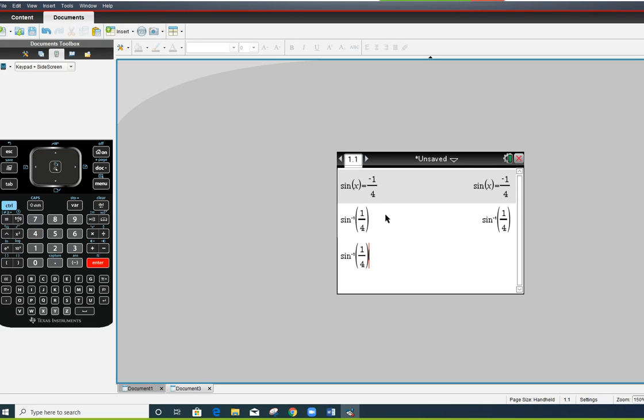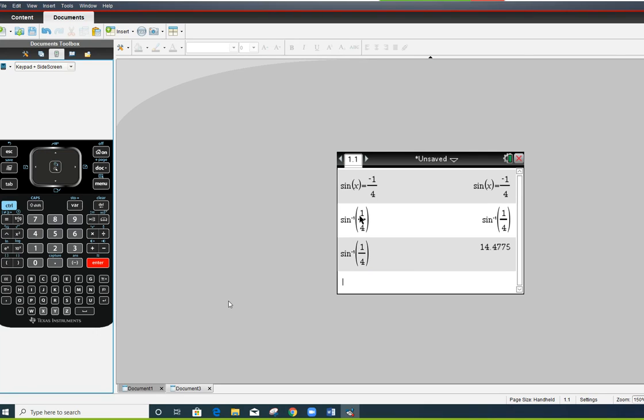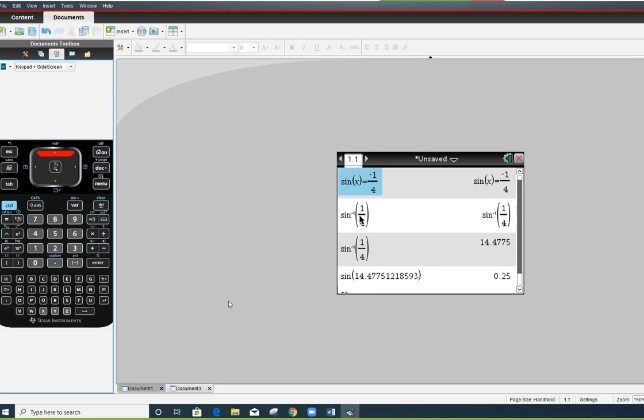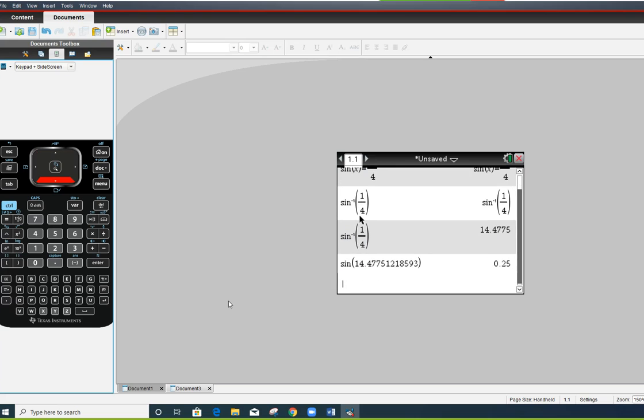So I see that the sine inverse of 1/4 is 14.4, which means that the sine of 14.4775 degrees is equal to 1/4. Now I was trying to figure out what angle do we take the sine of between 0 and 360 to get negative 1/4. So I need to find angles in quadrants 3 and 4 that have reference angles of 14.4 degrees.